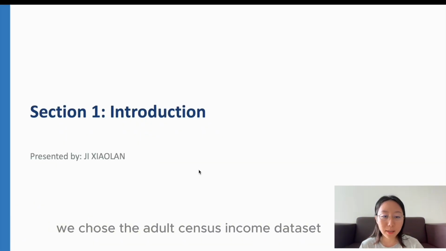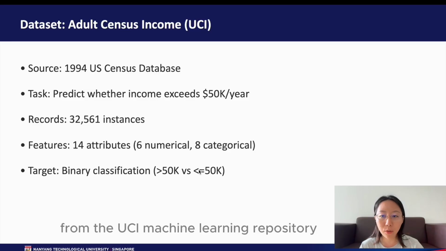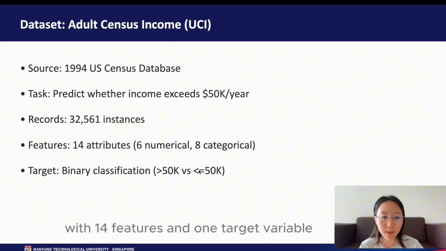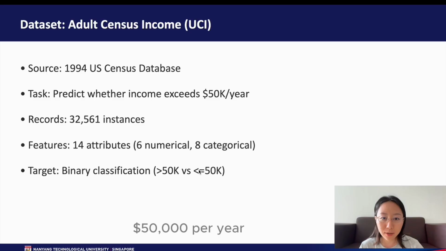We chose the adult census income dataset from the UCI machine learning repository. This dataset contains 32,561 records from the 1994 US Census, with 14 features and 1 target variable. Our task is binary classification, predicting whether an individual's income exceeds 50,000 per year.